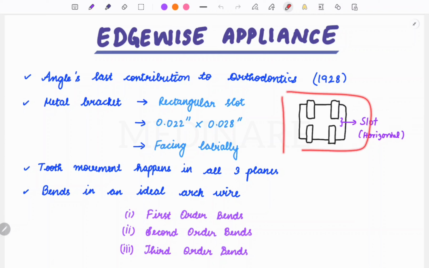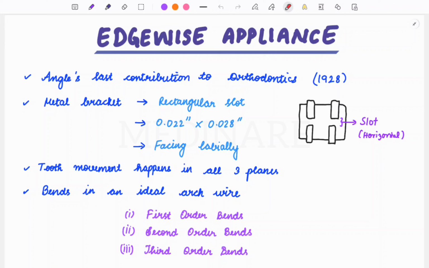This is the diagrammatic representation of the bracket. Here is the horizontal slot through which the wire is going to pass. This is a rectangular slot within which we can place round wires also, but placing rectangular wires in the rectangular slot will provide the active tooth movement. In the Edgewise appliance, tooth movement happens in all the three planes.